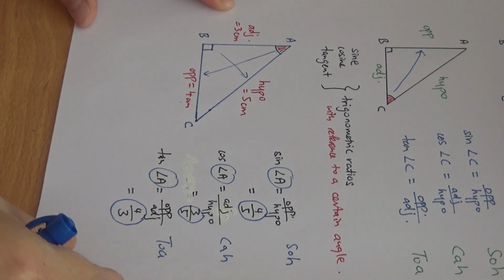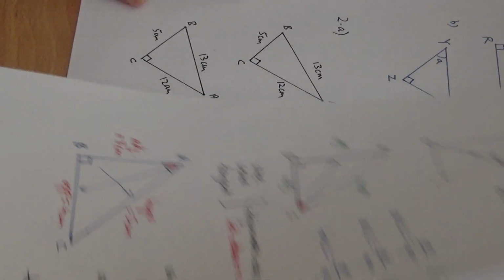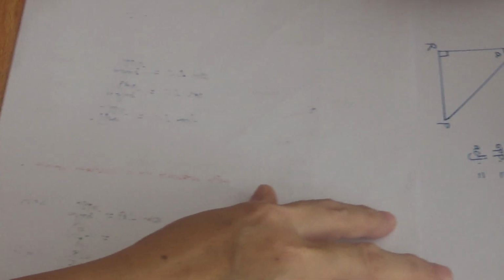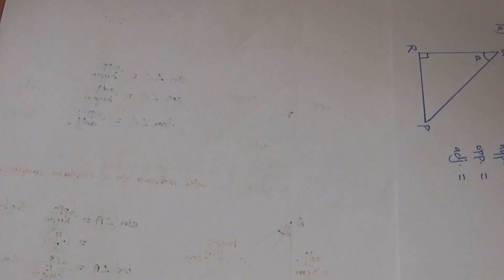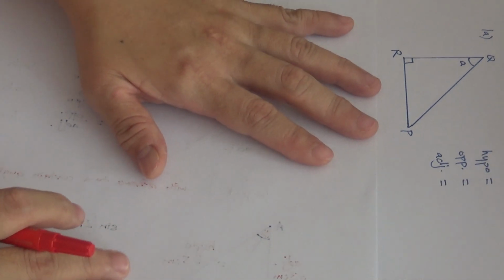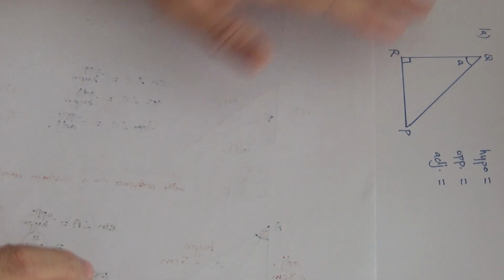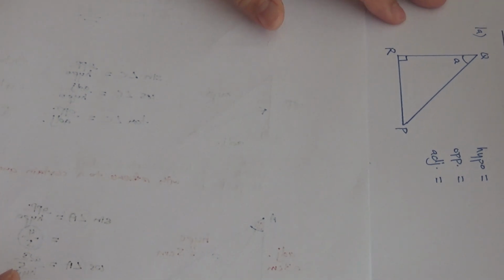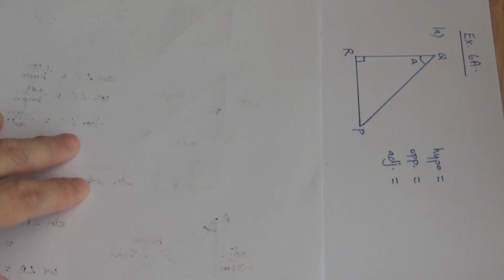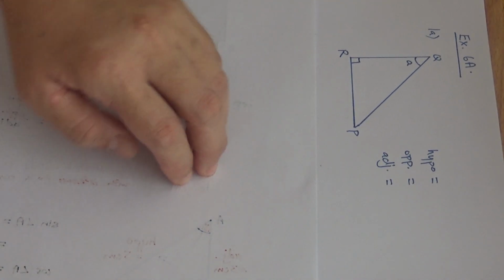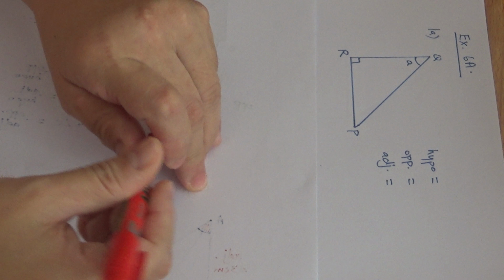Okay, to enable you to answer the questions properly and to memorize it properly. Now I'm going straight into exercise 6a. Can all of you turn to page 194? I'm going to teach you how to identify the hypo, the opposite and adjacent of a certain angle.